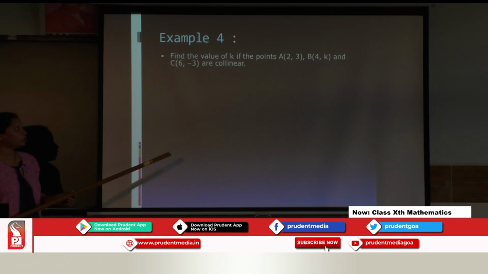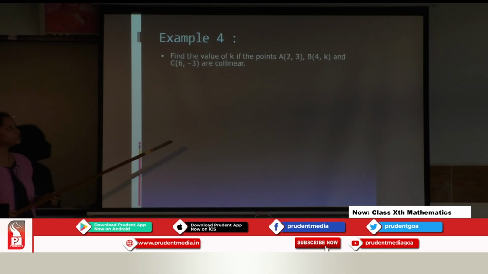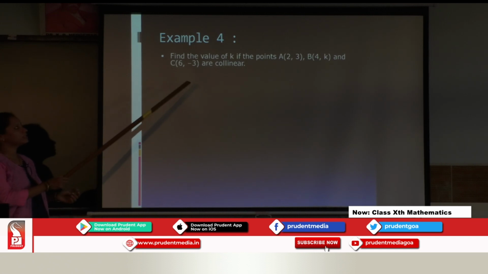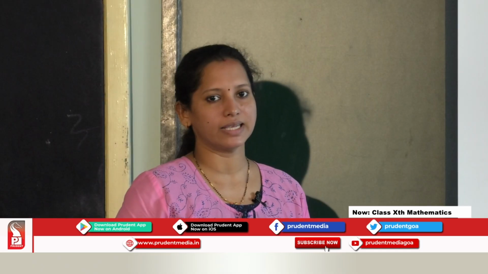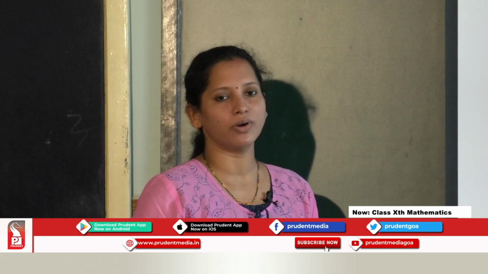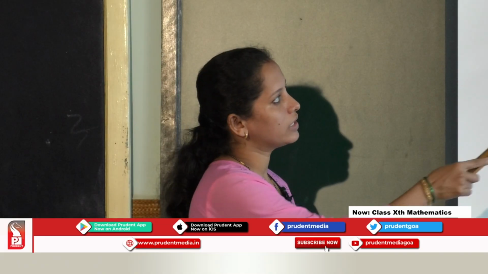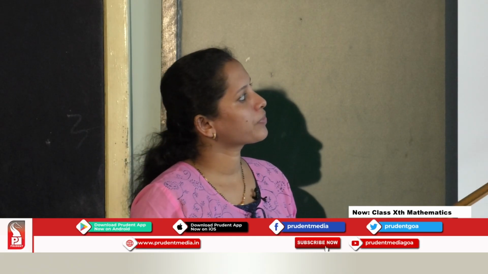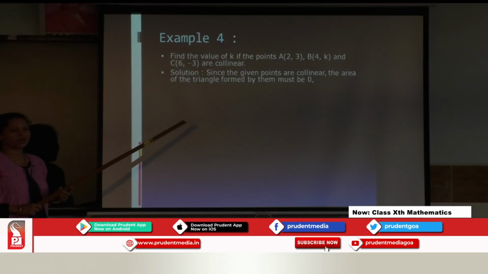Let us take one more example. This is the last example. Find the value of k if the points A(2, 3), B(4, k) and C(6, -3) are collinear. We already know from the last example that when the area of the triangle is equal to 0 square units and all 3 points lie in a straight line, they are collinear. So, here we have to find the area of the triangle using these 3 points. Since the given points are collinear, the area of the triangle formed by them must be 0.